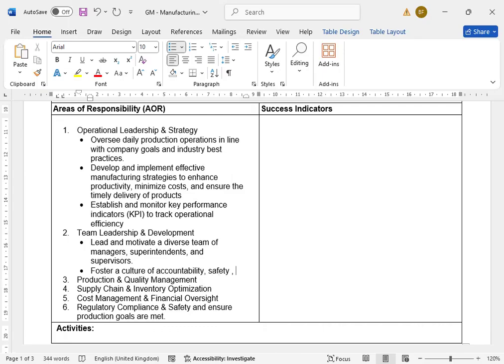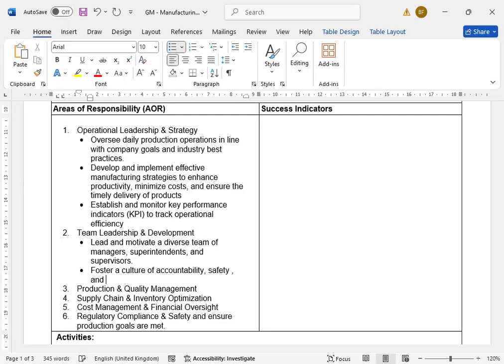So accountability also covers, of course, the safety of the plant and the safety of the people working under him. This guy should attend training. There should be risk assessment in the plant and in the warehouses, so that there will be no accident, no incident, no physical injuries. And of course, food quality and food safety. So foster a culture of accountability, safety, and quality within the team.